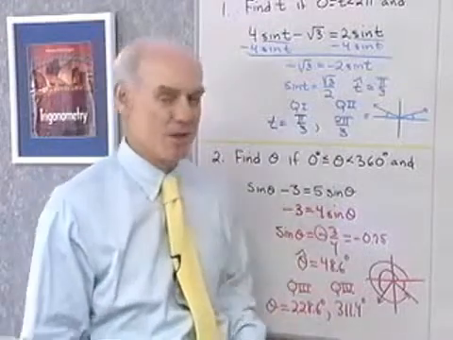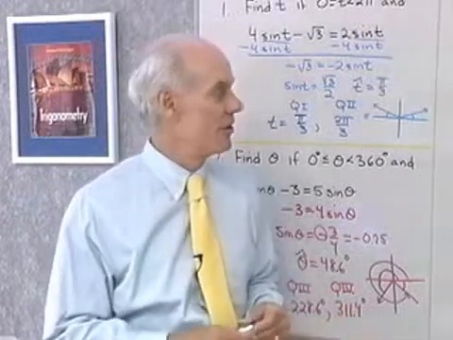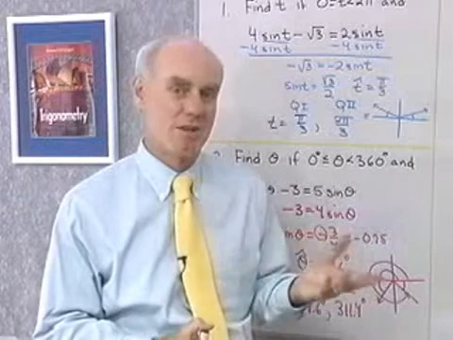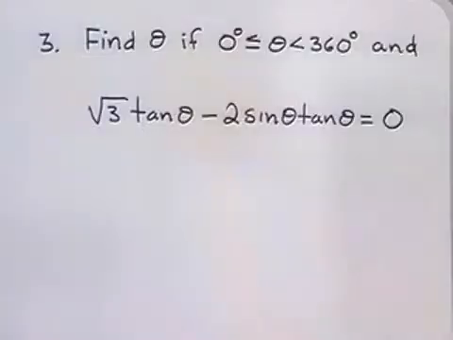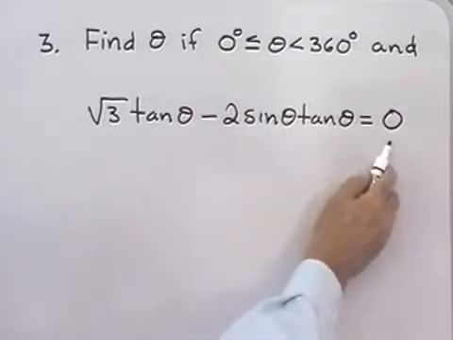So there's how you solve one of these problems where you have to use a calculator on your last step to find the angle. I round it to the nearest tenth of a degree. Usually that's what we'll do. Let's look at another one. Here I want to find theta, again, if theta is between 0 and 360, and square root 3 tangent theta minus 2 sine theta tangent theta is equal to 0.